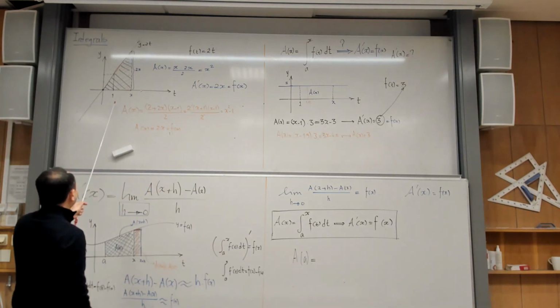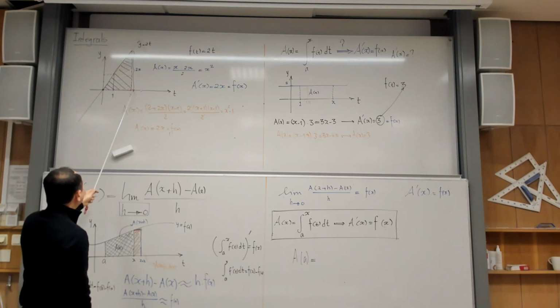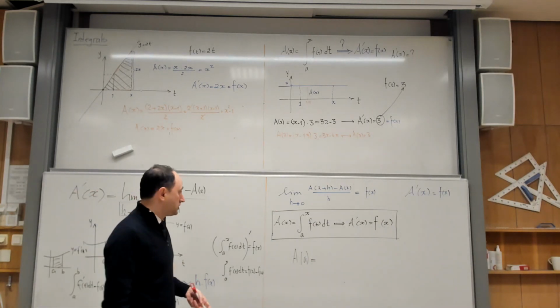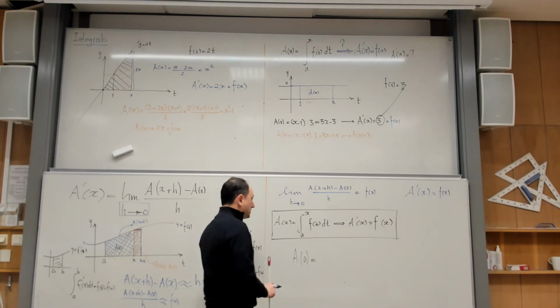So if I ask you, if x becomes 1, what will happen to this orange area? When I am making x closer and closer, I am making the orange area smaller and smaller. But if I exactly stand on 1, there is no area left. So the area will be 0. So A of a is 0.